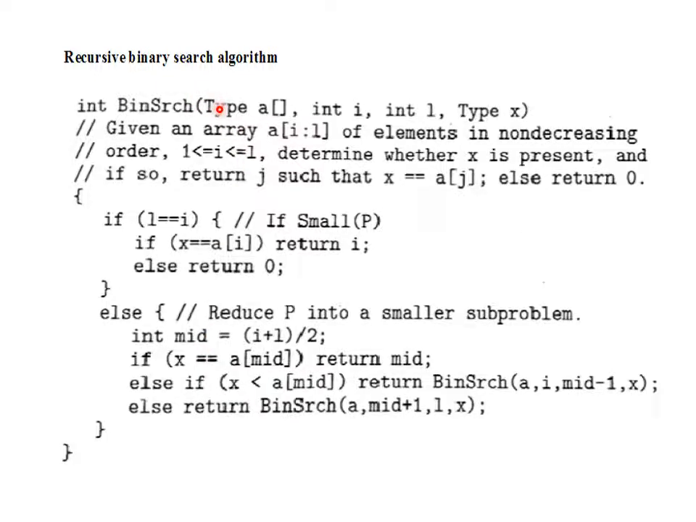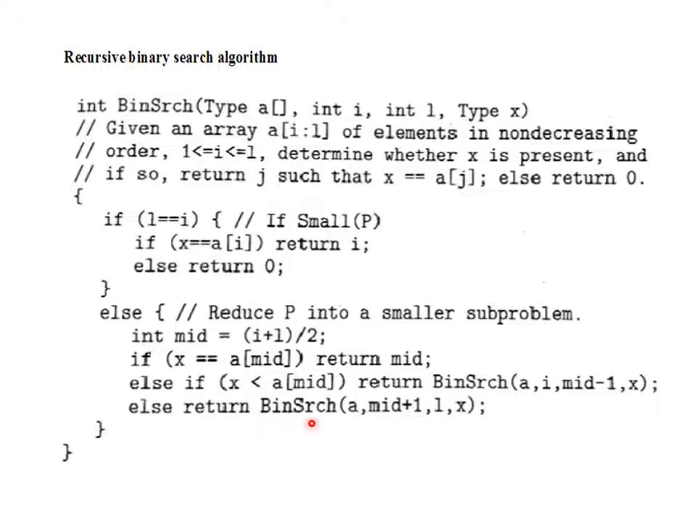When we call the function again with different parameters, it will create an activation record for the second call. The list is stored again, the i value 1 is stored again, and the l value is equal to mid minus 1, that is equal to 3, and x is stored with the same value. And if this condition is false, then control transfers here.